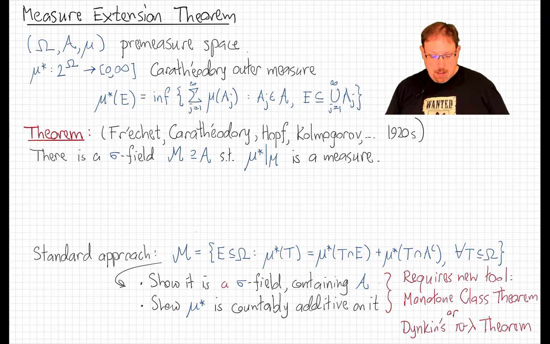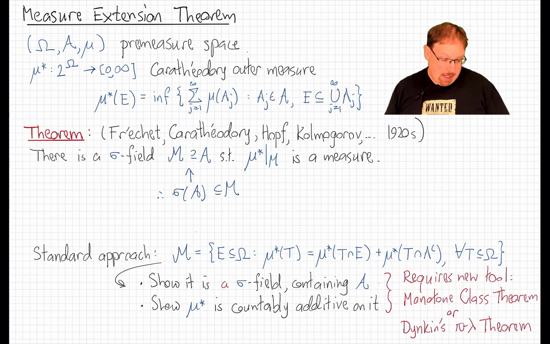The theorem is that although that outer measure is typically not a measure, indeed it is defined on too large a set, the full sigma field of all subsets, to be a measure in most interesting cases, it does restrict to a genuine countably additive measure on some sigma field which contains the field A. And note that since M contains A and is a sigma field, therefore the sigma field generated by A is contained in M. And so typically one might state the theorem that minimally the outer measure restricts to a measure on the sigma field generated by A.